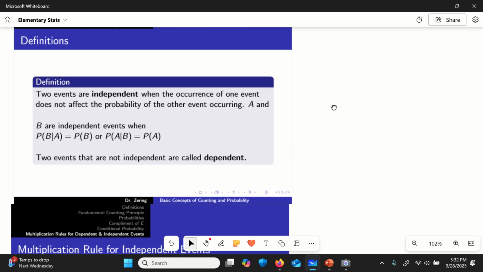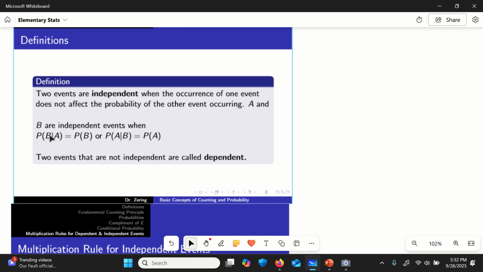And that's where we come into our last new definitions for this video, the definitions of independent and dependent events. So when you have more than one event, so here we're describing just for 2, but when you have more than one event, they're considered to be independent if the occurrence of one event does not affect the probability of the other event happening. So A and B are independent events whenever the probability of B given A is equal to just the probability of B, or phrased the other way around, the probability of A given B is equal to just the probability of A.